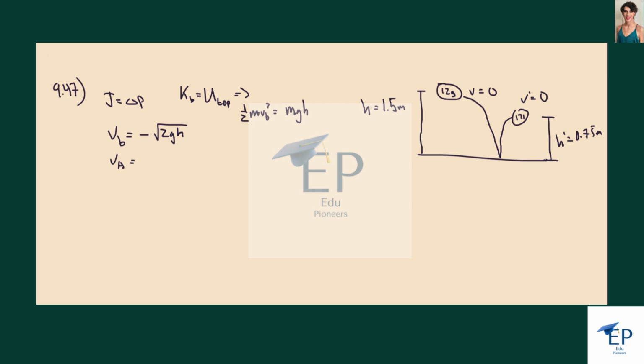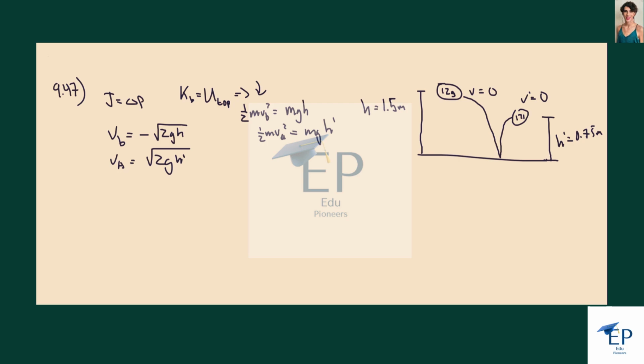Similarly, we're going to have the same thing for v after. So we're going to have 1/2 m v after squared equals mgh prime, which is the height after the collision that it reaches. So this is also going to be similar. It's not going to be negative now because this is going upwards, which we defined as positive. So this is the square root of 2gh prime.